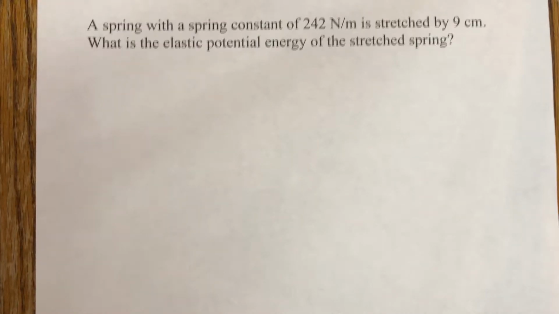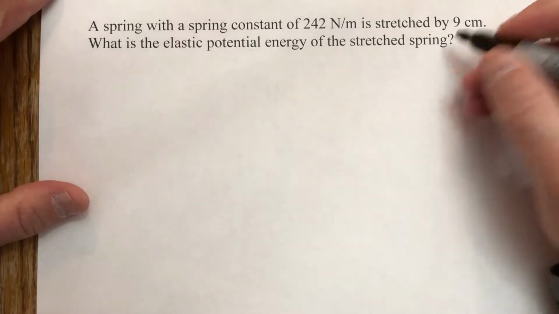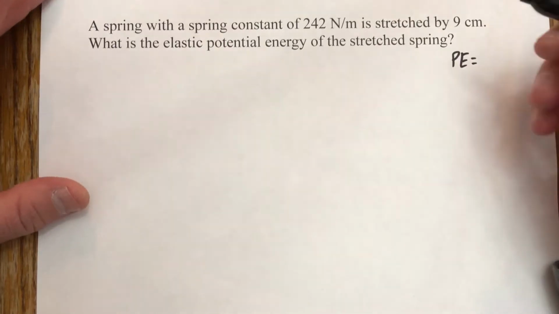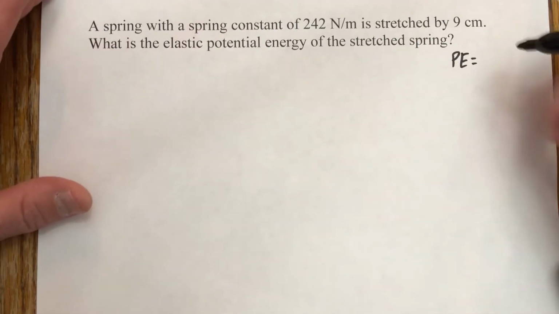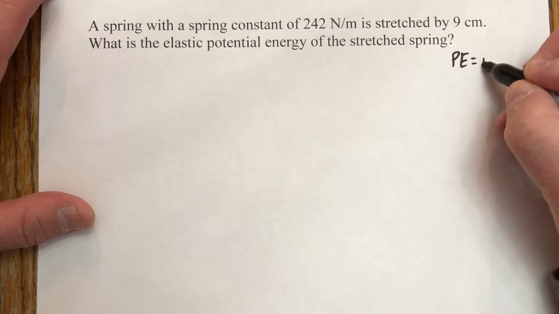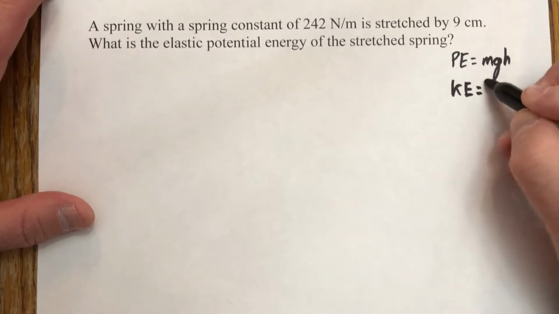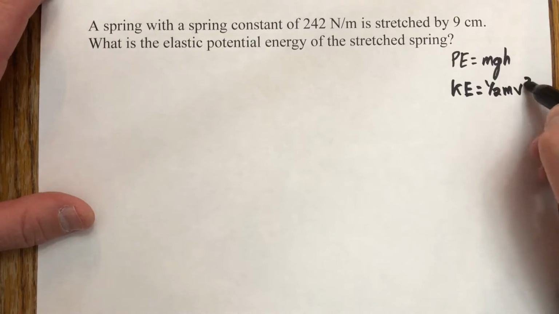This is a practice problem for energy. When I do problems, I always write the equations for energy over here. This helps me to be confident with the equations and to memorize them. So potential energy equals mass times gravity times height. Kinetic energy equals 1/2 mass times velocity squared.